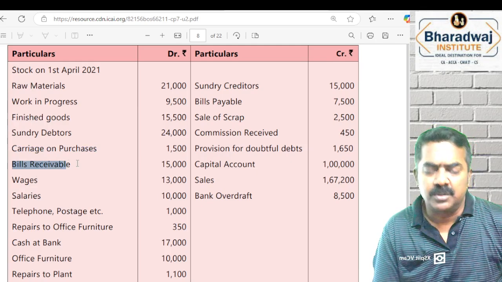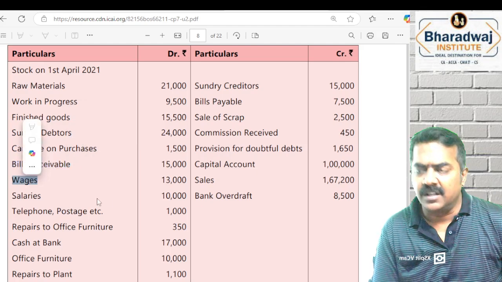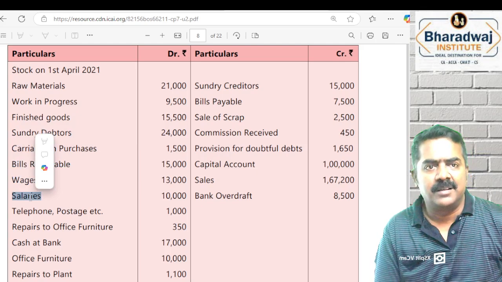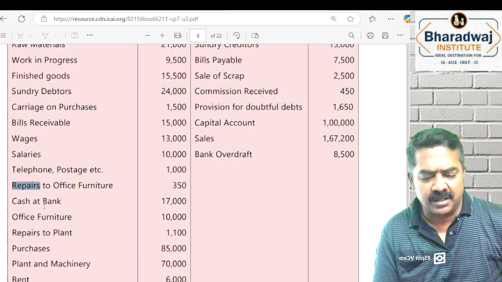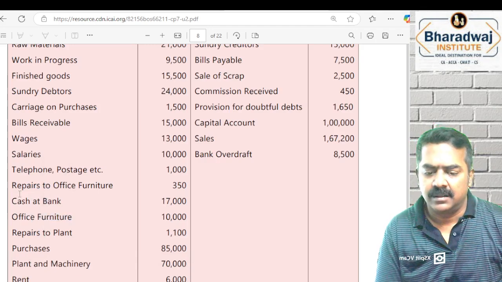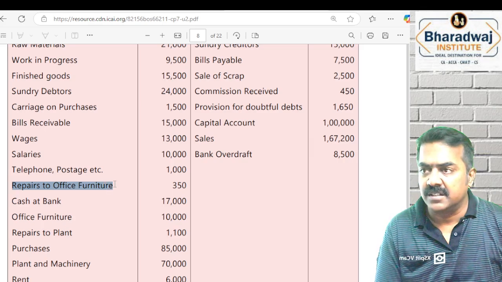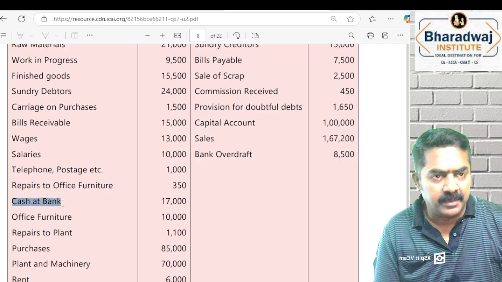Bills receivable will go to the asset side. Wages will come in the manufacturing account. Salary will come in the P&L account. Telephone, repairs will come in the P&L account. Cash at bank, office furniture will come in. Repairs to factory furniture, office furniture. So which account will it come in? P&L account. Cash at bank will become asset.